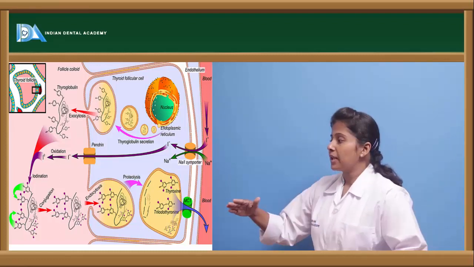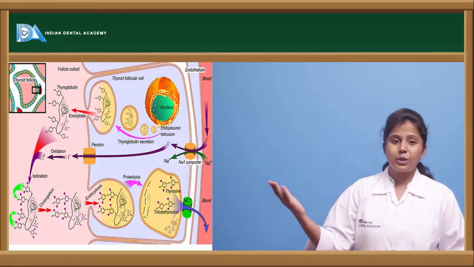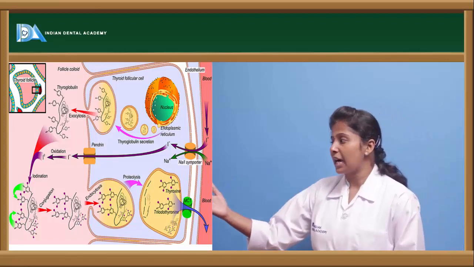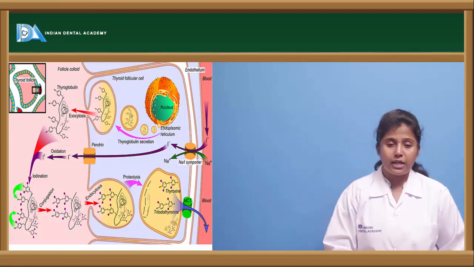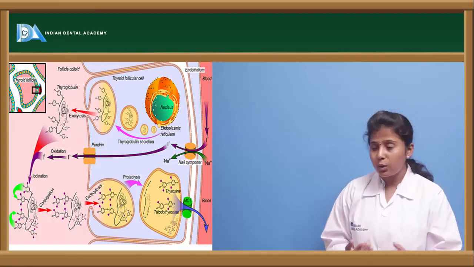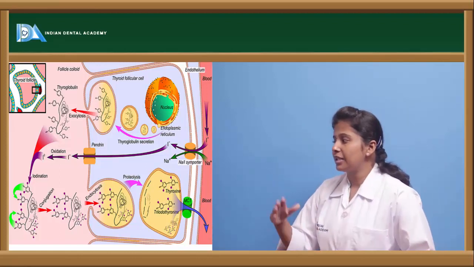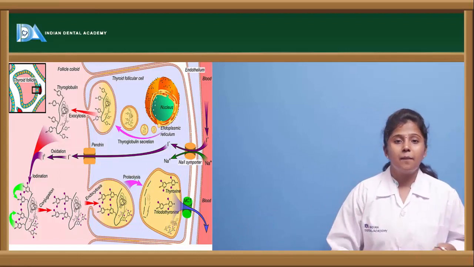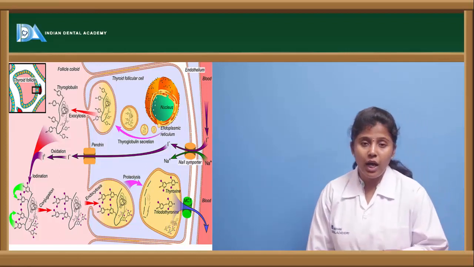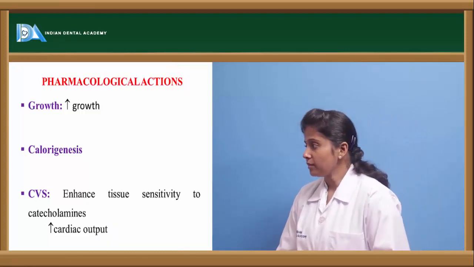And thereby it is in the peripheral. We can say it is absorbed into the peripheral system, and thereby it is undergoing a process of proteolysis. So once the proteolysis takes place, the T4 is converted to T3, and thereby the T3 is entering into the blood. So this is the complete process of biosynthesis of the thyroid hormones.